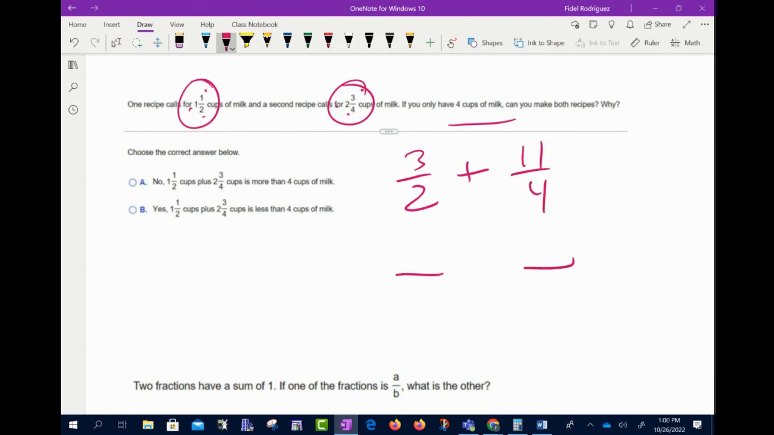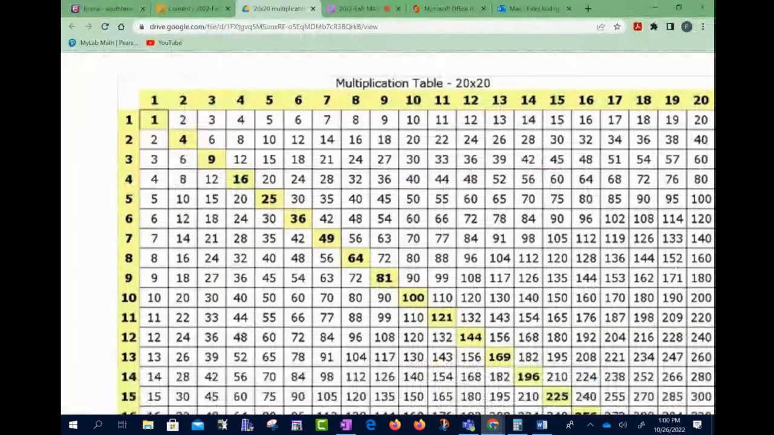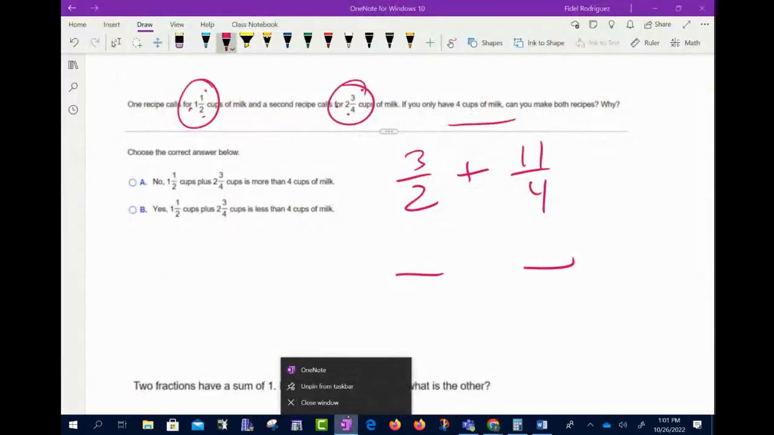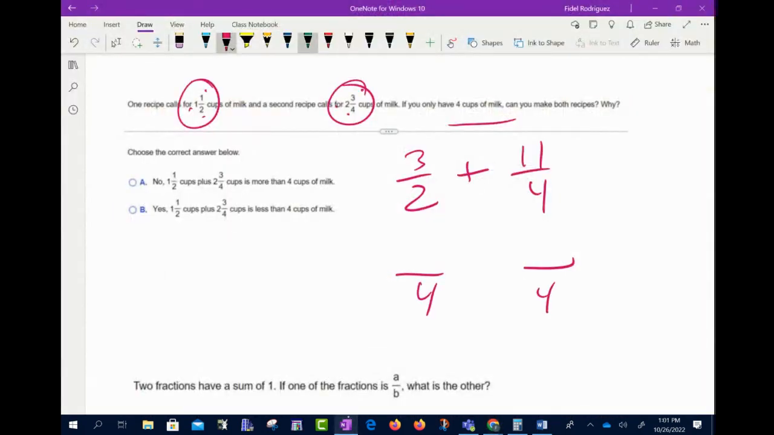And I would say, okay, what's my common denominator here? I would come back to my chart. I would say between 2 and 4, again, 4 is my common denominator. So we multiply that one by 2. So that's a 6. We multiply that one by 1. So that's still an 11. Okay, and if I add them together, 11 and 6 is going to give me 17 over 4.